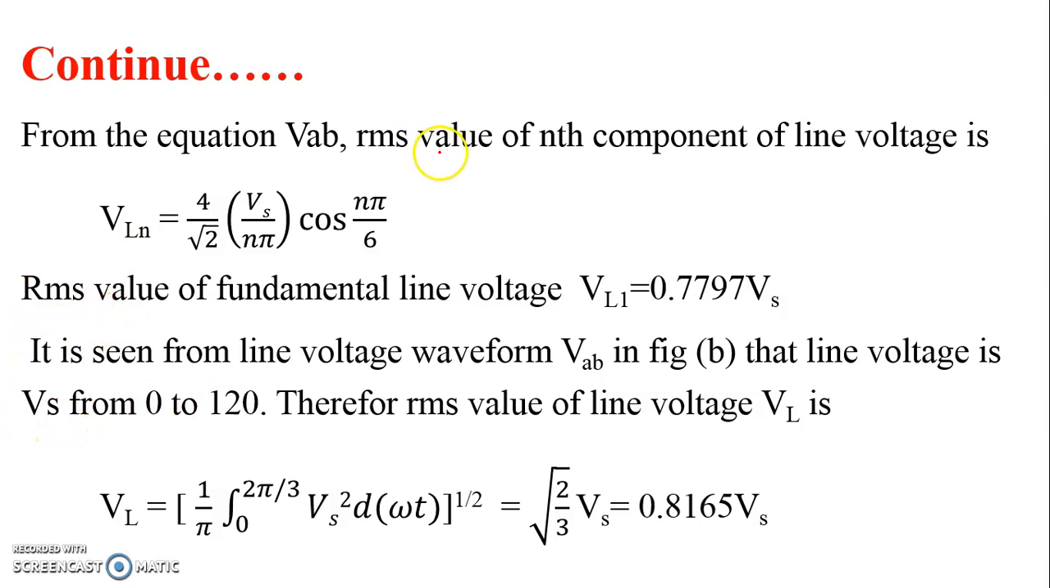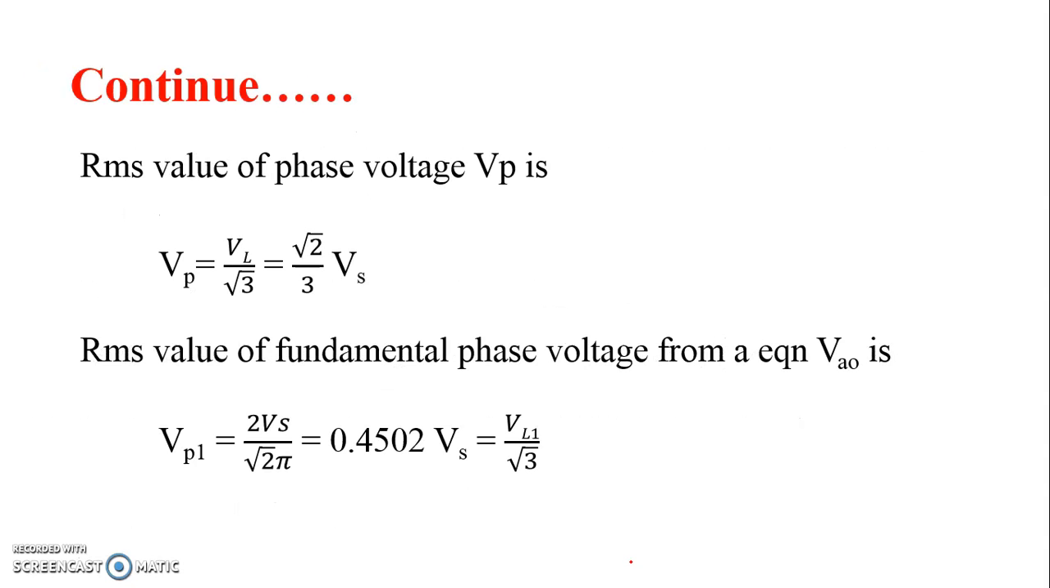From the equation of VAB, the RMS value of the nth component of line voltage is described by VLn equal to 4 by root 2 Vs n pi cos n pi by 6. After simplifying that, we get VL1 equal to 0.7797 into Vs. The RMS value of line voltage VL is calculated using the formula VL equal to 1 by pi integral of 0 to 2 pi by 3 of Vs square d omega t, whole power 1 by 2. After simplifying that, we get root of 2 by 3 Vs. Then simplifying that, we get 0.8165 into Vs.